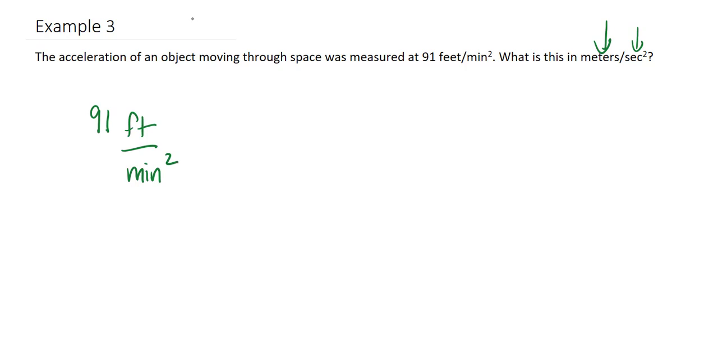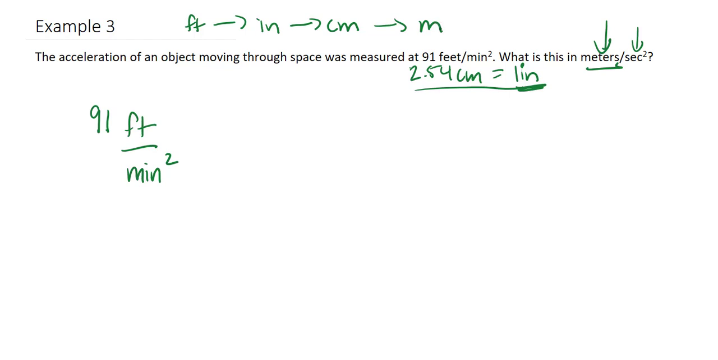So we have to go from feet. Well, if we're going from the US customary to the metric system, we're probably going to have to use 2.54 centimeters is equal to 1 inch. This is our middle step somewhere. So let's think about this. We need to get to inches. So we can go feet to inches, then inches to centimeters, and we just need to go to meters, so centimeters to meters. And we've done our distance.